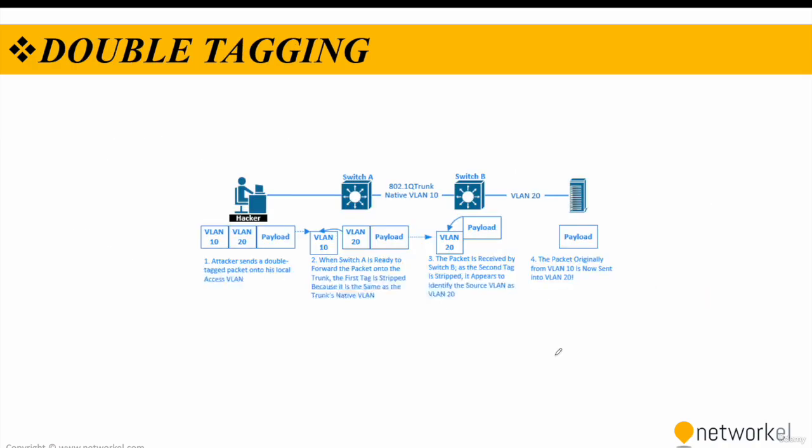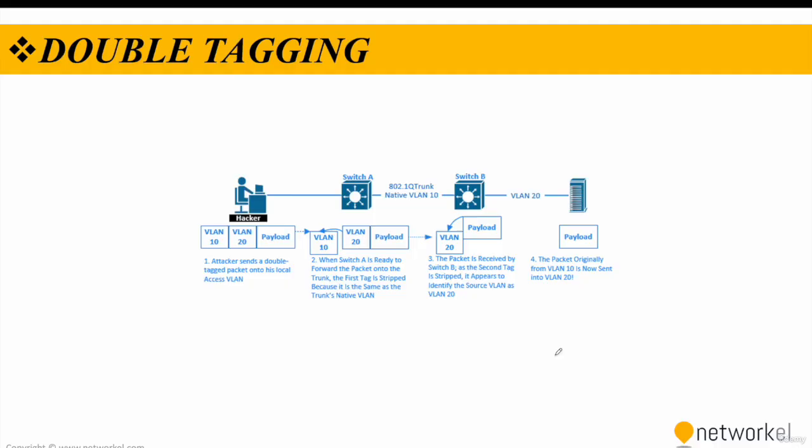And we have the double tagging attack. So double tagging attack is a VLAN hopping attack where an attacker sends a frame with two VLAN tags to bypass VLAN security controls. So the outer tag is stripped off by this first switch, while the inner tag is used to access unauthorized VLANs.